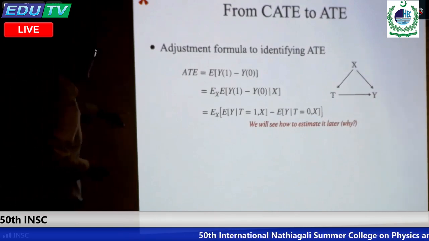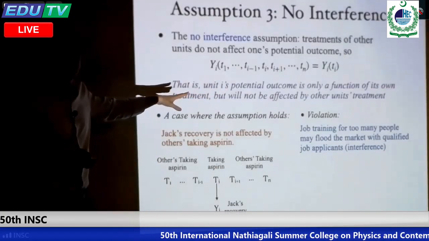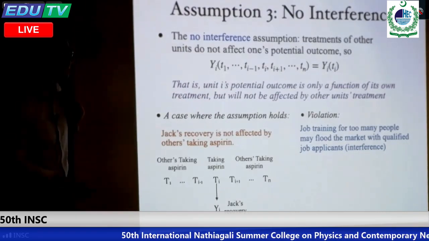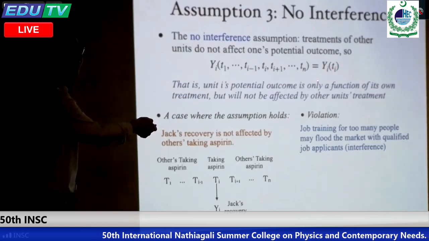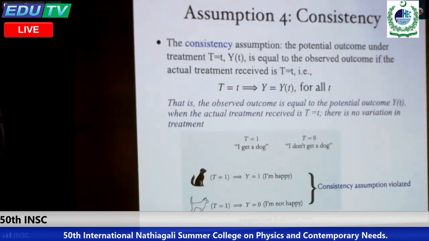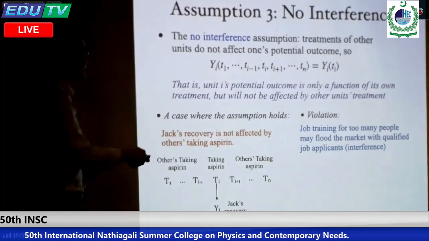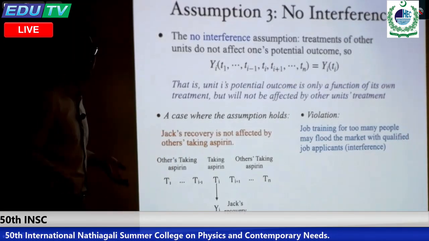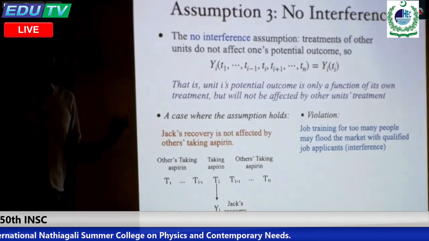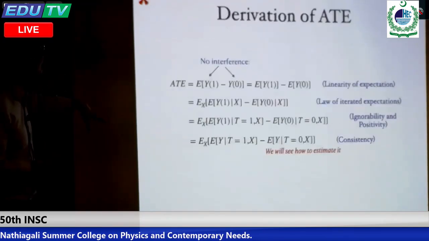Okay, so now comes one difficulty. Let me just direct you that positivity is trivial. No interference is also trivial. This says your potential outcome shouldn't depend on whether others receive treatment. It only depends on whether you are treated. Normally it's true, but you can come up with counterexamples. For instance, job training for too many people may flood the market with qualified job applicants. As a consequence, the outcome for you will also depend on whether others are trained. And consistency is also trivial. Then you put them together, and you can find a causal effect.